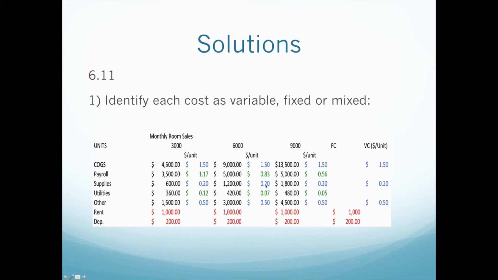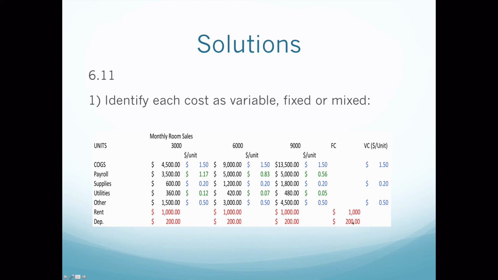It's 20 cents per unit, regardless of the volume level. So we just plug that in under variable cost. And then finally, our other cost is 50 cents per unit when we do the dollar over units. We take 3,000 divided by 1,500, we get 50. When we take 3,000 divided by 6,000, we get 50. And finally, 4,500 divided by 9,000 is 50. So we just put the 50 cents over here.